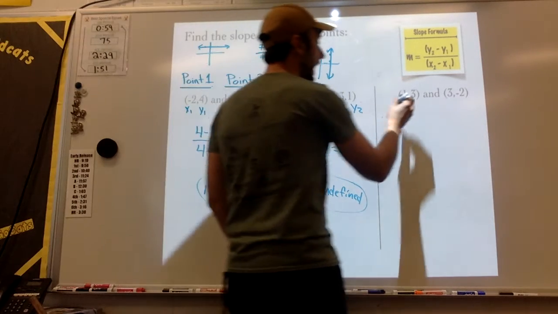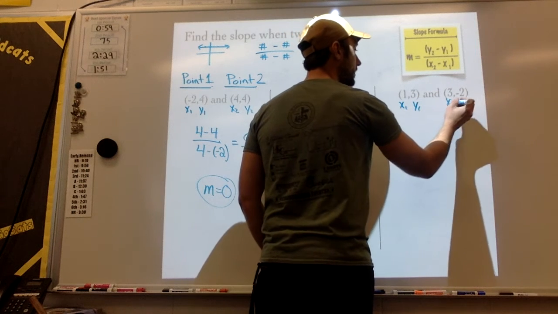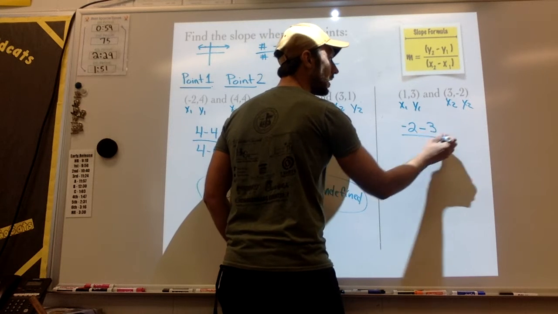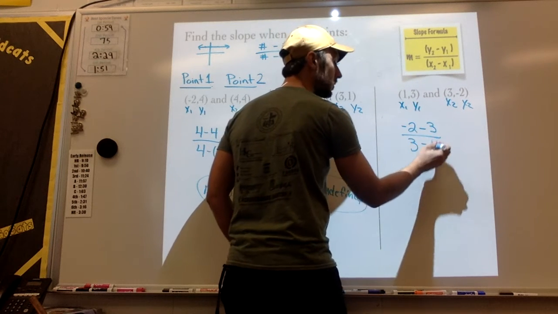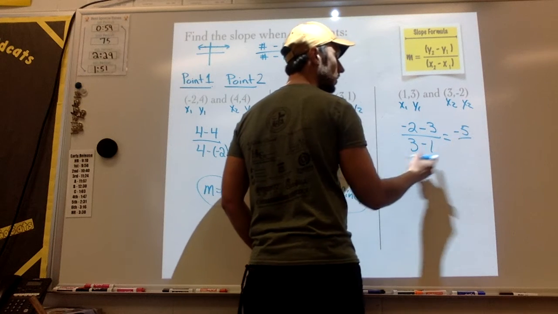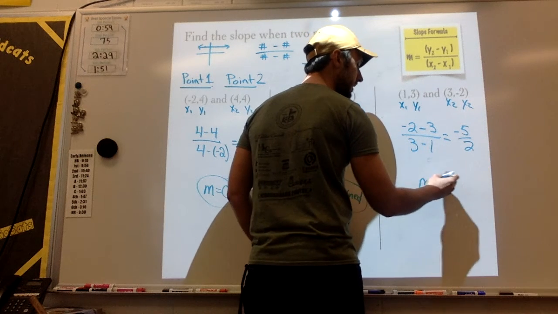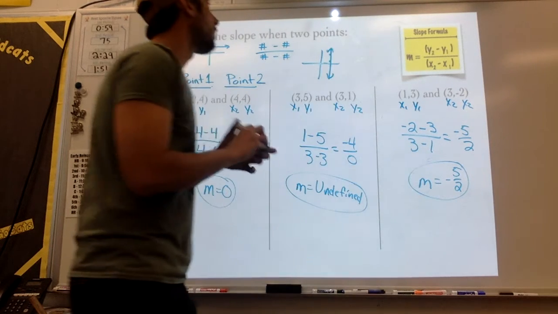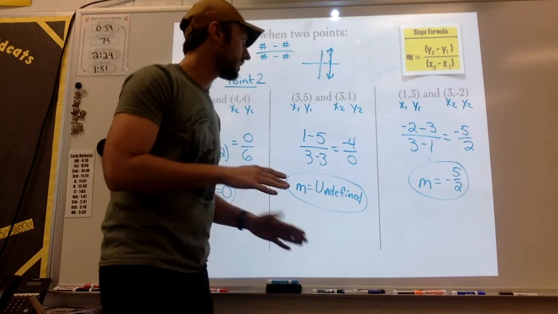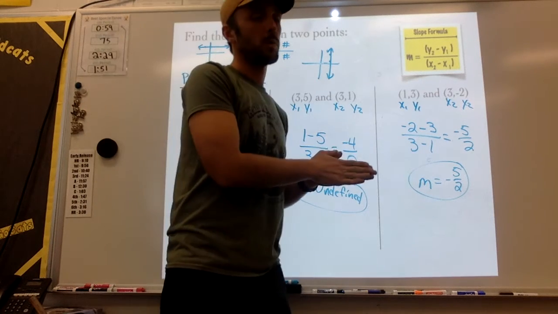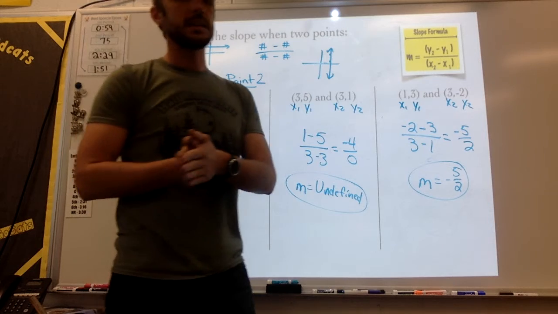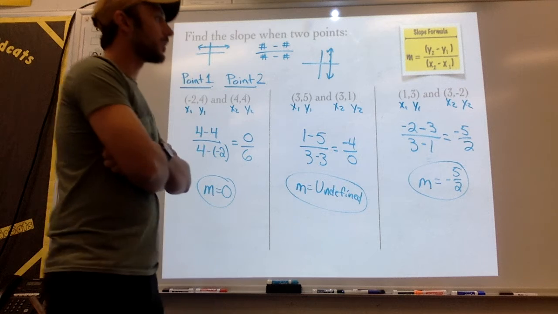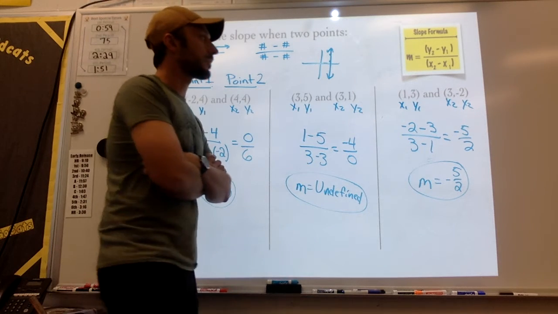Over there, we have x1, y1, x2, y2. I'm going to take negative 2 minus 3 all over 3 minus 1. That's negative 5 over 2, which lets me know my slope is a negative 5 halves. So when we find the slope of two points, we are simply taking the y value of one point minus the y value of the other point, and then taking that corresponding x value and subtracting it from the other x value and dividing those two, or writing it as a fraction.